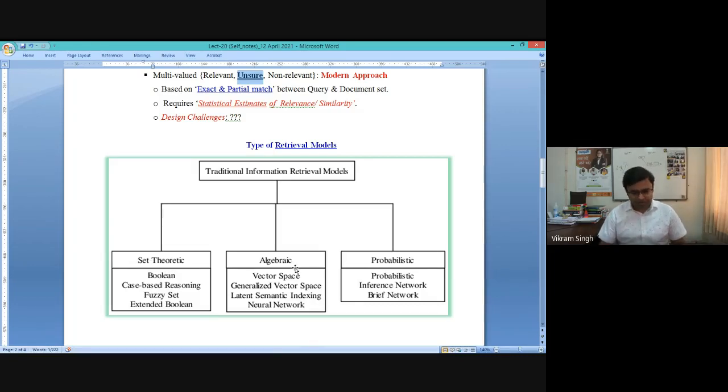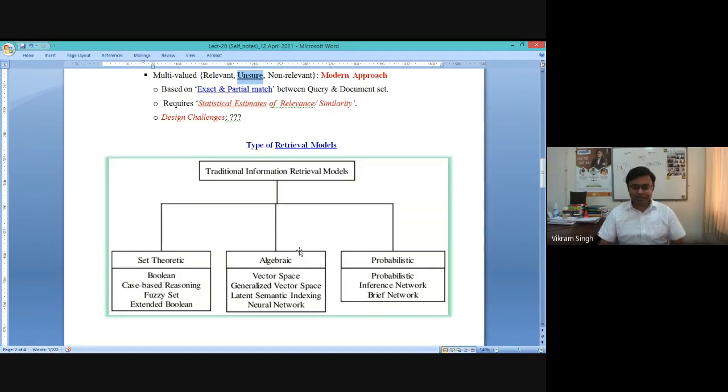So we will be discussing Boolean, then extended Boolean, then vector based, then neural network based, and then probabilistic based, right? So maybe probabilistic or maybe inference network based. And if you explore the literature, you will find that there are various extensions of probabilistic models and various extensions of inference networks available. So most of the recent works are just extensions of these established retrieval models, right?